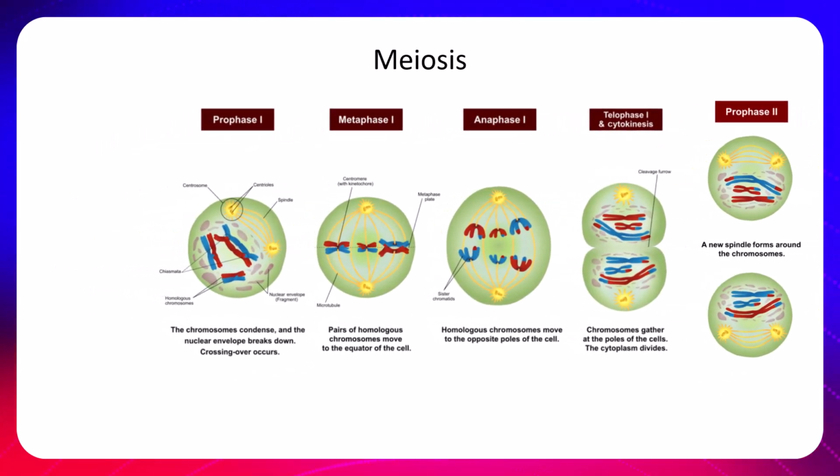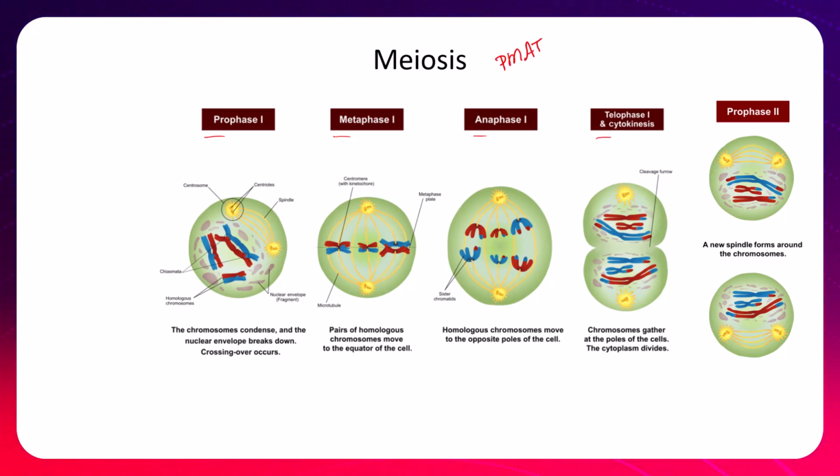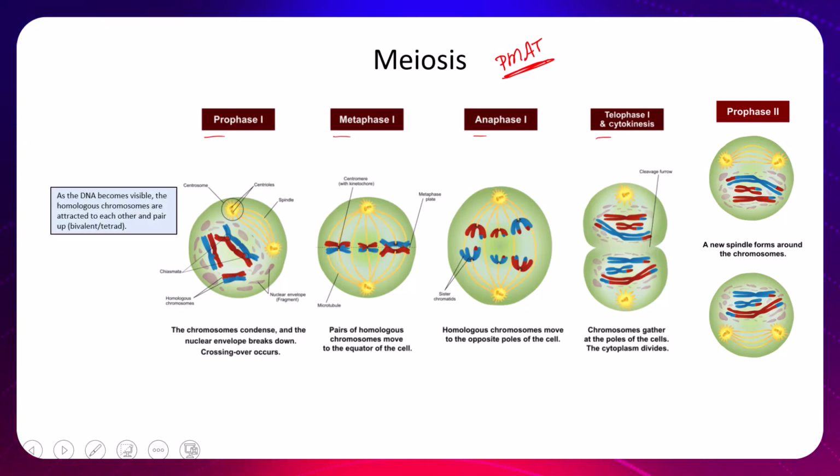So zooming into meiosis 1, remember PMAT: prophase, metaphase, anaphase, telophase. It's the same order we saw in mitosis. Essentially the same things are happening, however there are some slight differences. In prophase 1, as the DNA becomes visible, the homologous chromosomes are attracted to each other and pair up to form the bivalent or the tetrad.